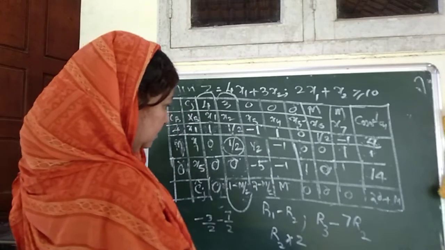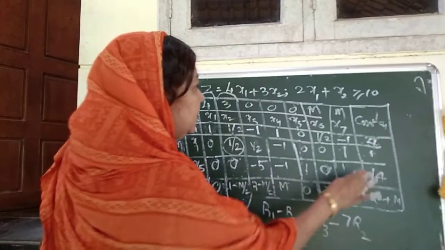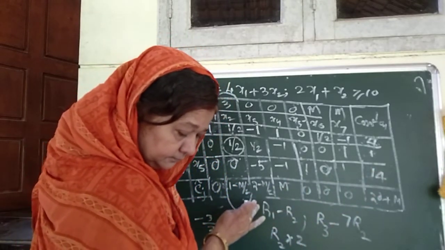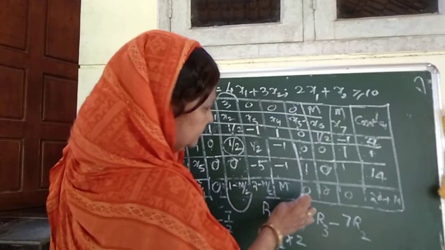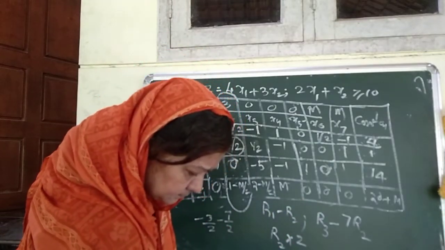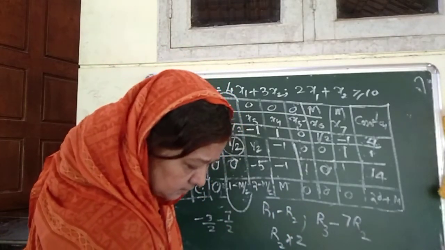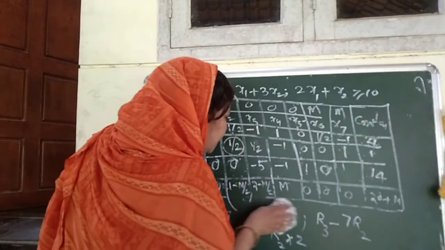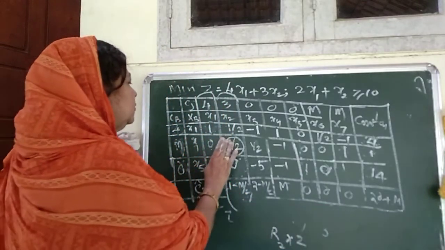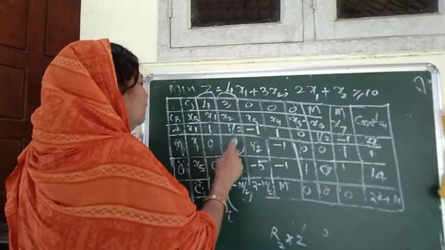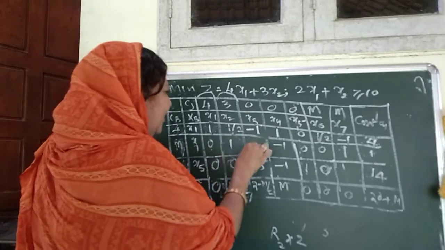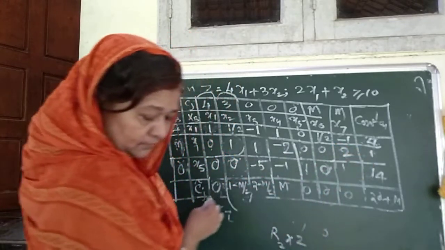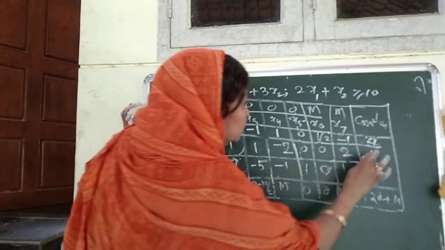Sorry, 21? R3 minus 7. Yes. 5, 121, 40. Yes. Then the last is we have to multiply R2 into 2. R2 into 2 gives 1, 1 minus 2, 2, 2.